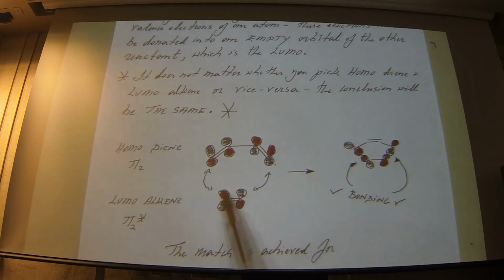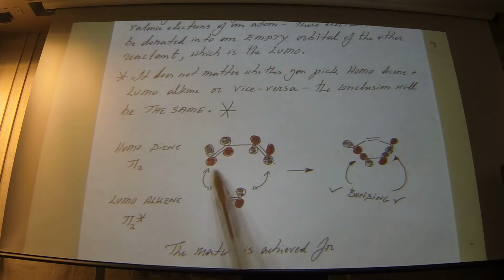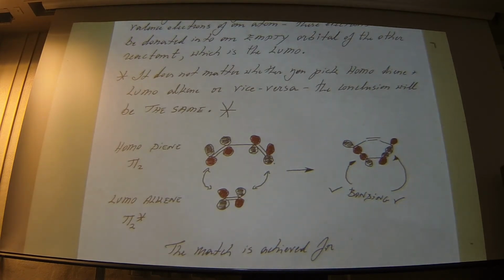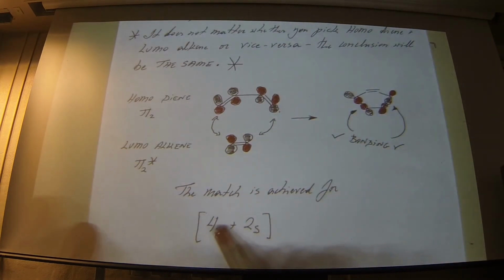Because the symmetrical one would have had red, red, black, black, and here you can see there's a node in the middle. If I bring these together suprafacially, same side of the diene, same side of the dienophile, red overlaps with red, black overlaps with black, and we're happy because we have bonding interactions at both ends. That's because it was SS. So the match is achieved here for 4s, 2s.